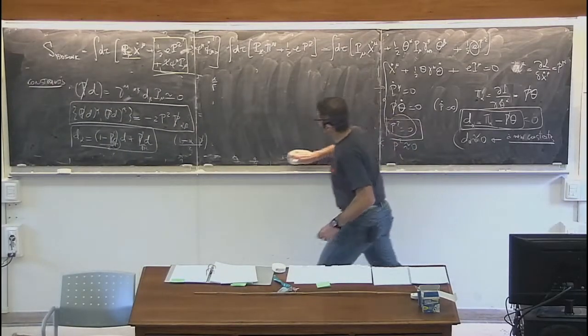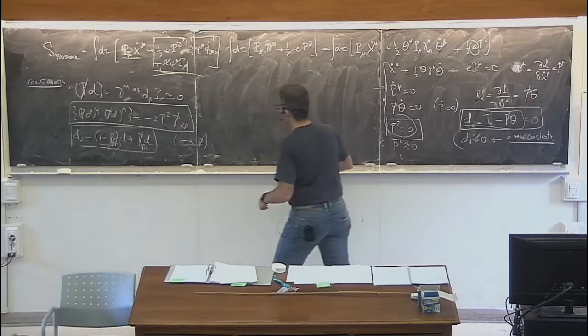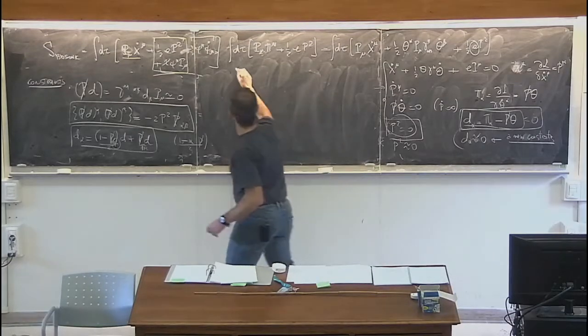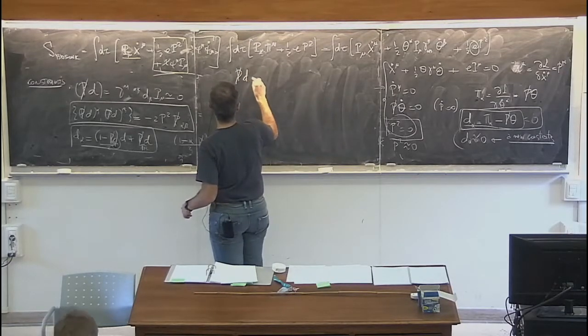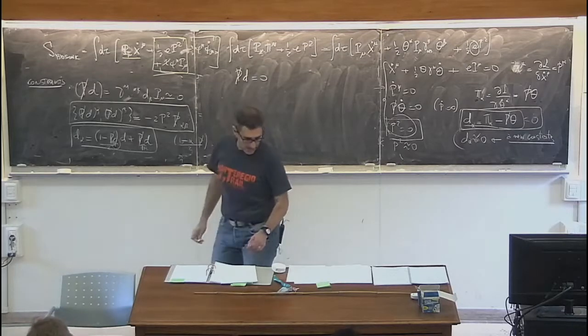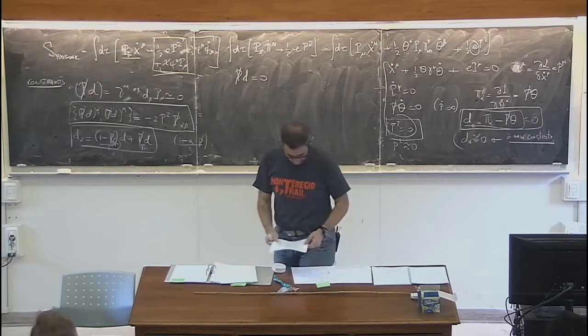But let's see if this works. So my constraints now is p slash d is equal to 0. Let's see actually what is the.